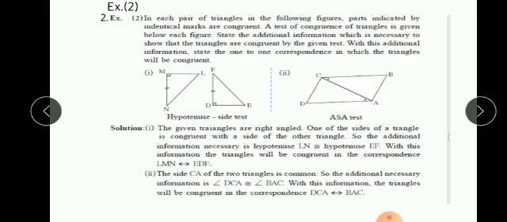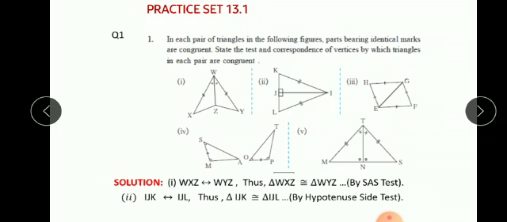So understood now? Let us start practice set 13.1. Now write down the first question. In each pair of triangles in the following figures, parts bearing identical marks are congruent. State the test and correspondence of vertices by which triangles in each pair are congruent. So the figures are given one by one. You have to draw one figure and then its answer, then another figure, then its answer, one by one. You will not draw all the figures at a time. So first you will draw the first figure.